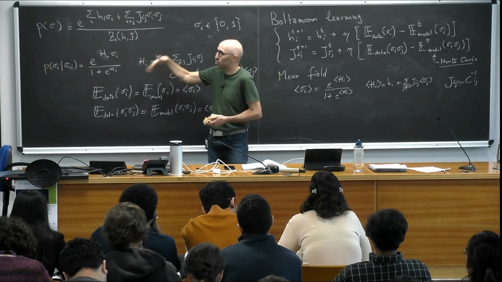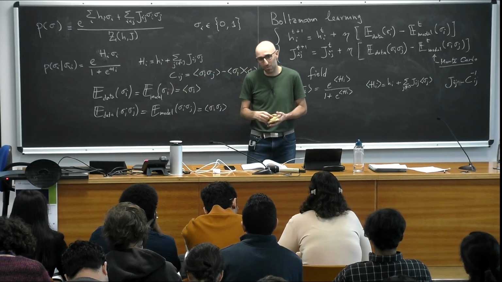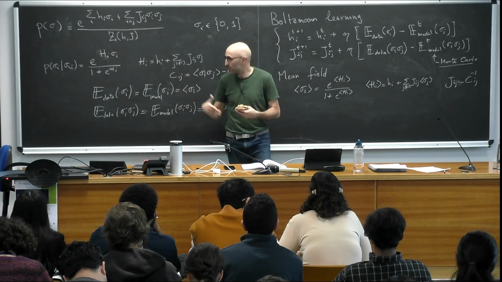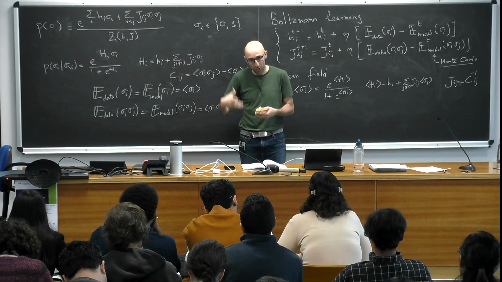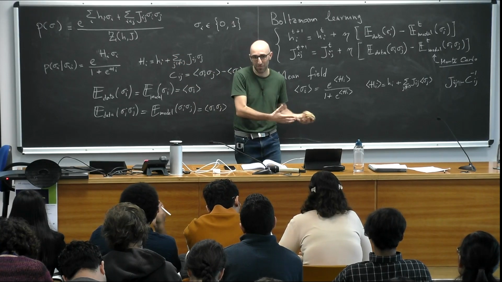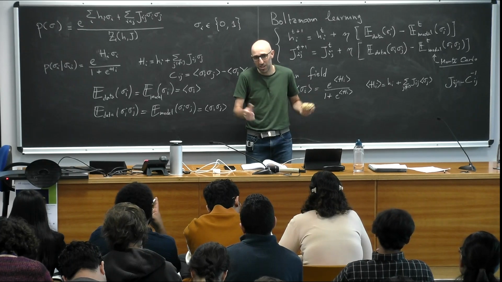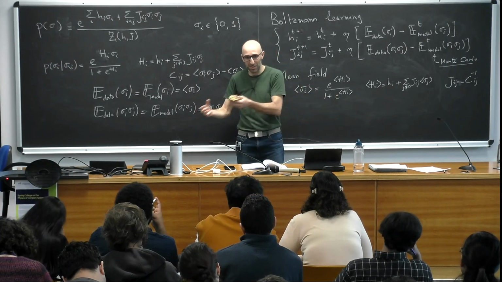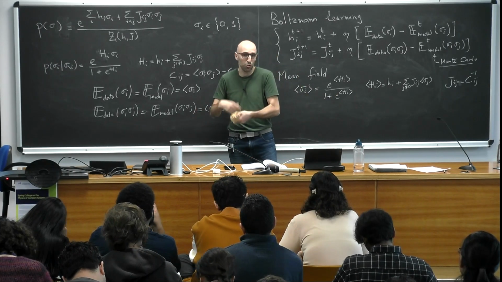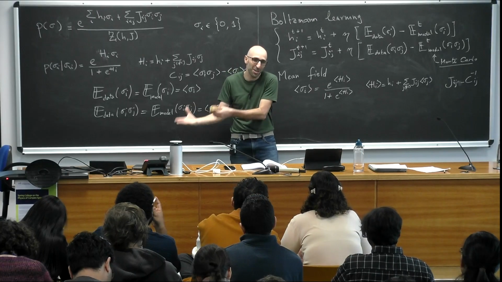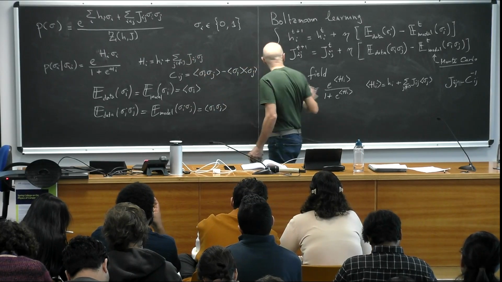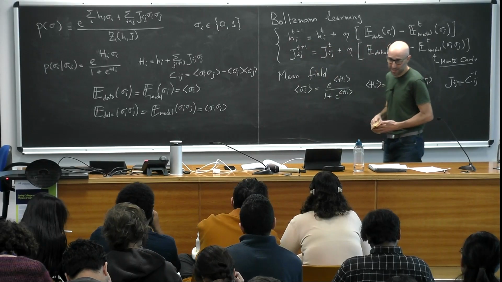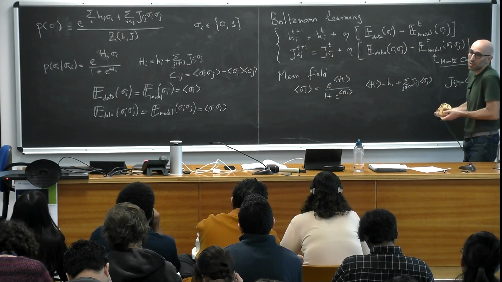So if you want a good generative model, what you want is to learn a probability distribution that is able, by sampling, to generate states that are similar to the training data. For example, if you do images, you start from images, you learn a distribution, and then you use the distribution to generate new images, and you want the images that you generate to be similar to the original ones. If you do mean field, this is typically not the case. It's not a good generative model.